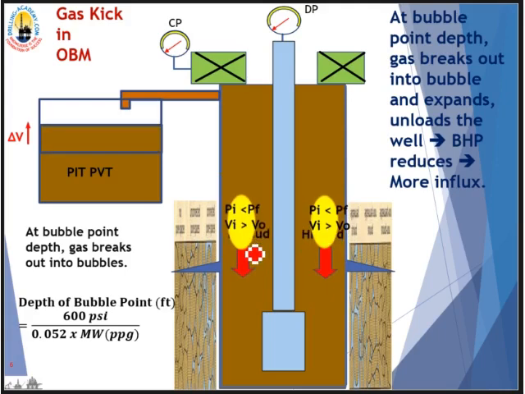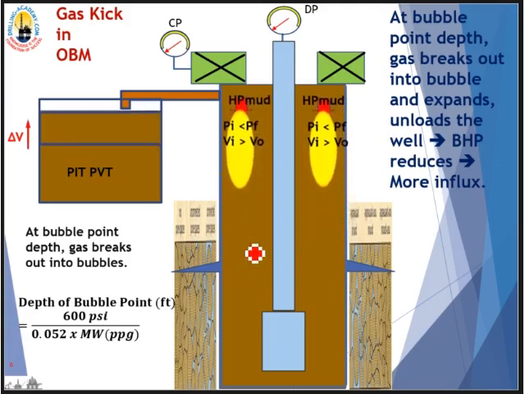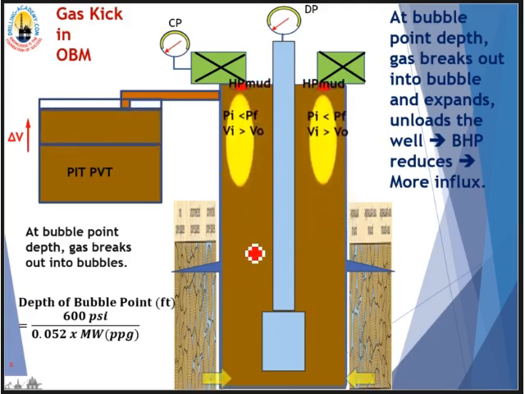When it reaches the depth of the bubble point, it will break into bubbles, and the bubbles keep traveling up in the annulus, and it will expand the volume out and unload the mud in the annulus. All right, so how do we work out the depth of the bubble point? By convention, we take 600 psi divided by the mud gradient, which is mud weight times 0.052. Right, and this depth is quite near surface. And you will see the unloading happen very quickly.